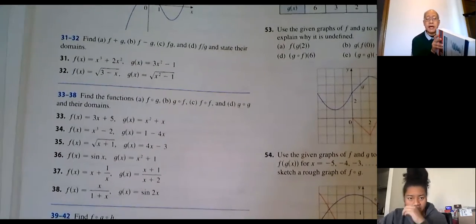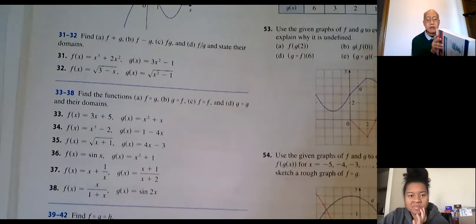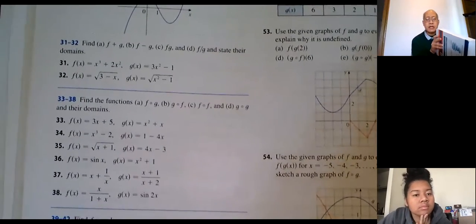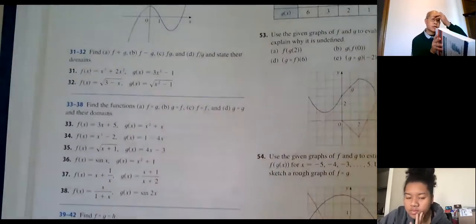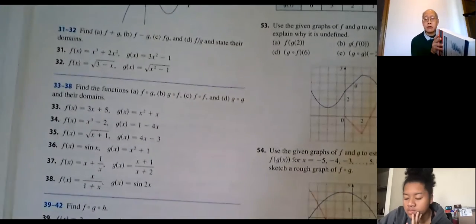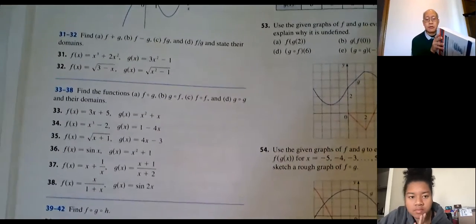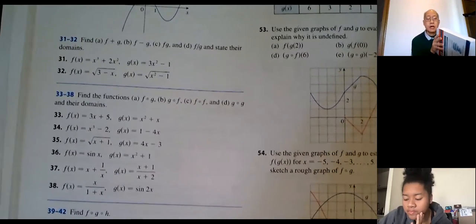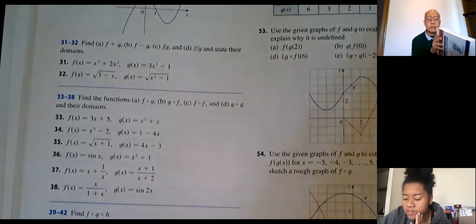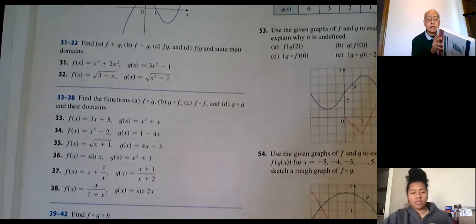Okay, the domains, well, let's see, since they're polynomials, A, B, and C are going to be all real numbers. I showed you how to do all real numbers, just write that funny looking R. I'll be doing that from time to time more, the funny looking R. So when you add, subtract, and multiply polynomials, you get back a polynomial. So that's all real numbers.